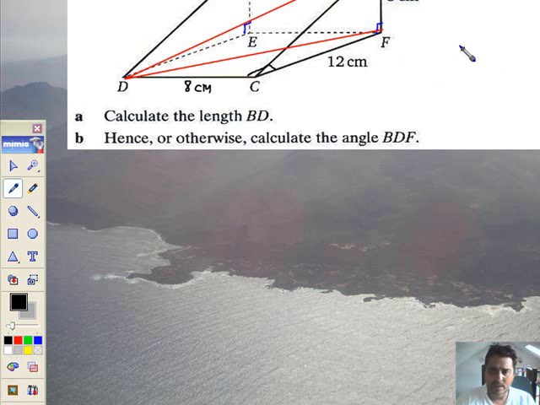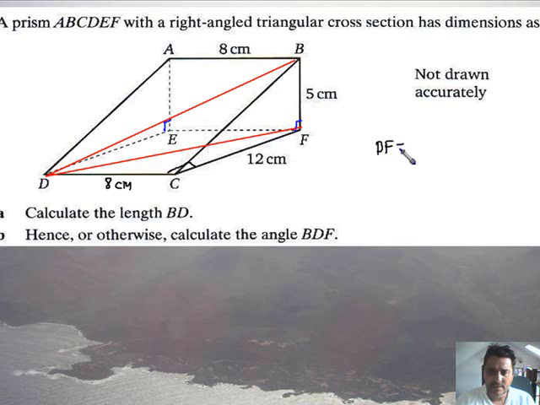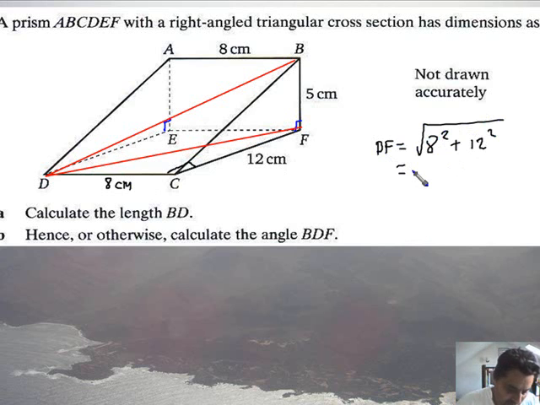Let's just do it up here quickly. So DF is going to be 8 squared plus 12 squared. Remember, the two shorter sides squared and added, and then you press the square root button. Let's just get the calculation. We've got 64 plus 144 equals 208. Root it, and I get 14.42. So it's 14.42 centimeters. Therefore I'm going to label it in as such.